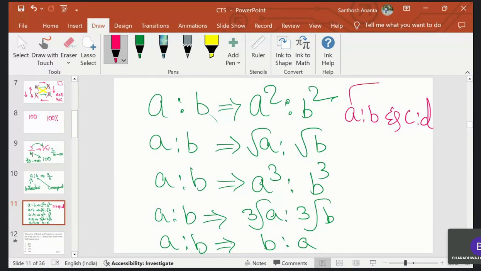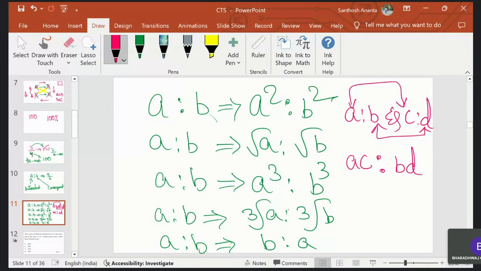Compounded ratio means you need to multiply all the antecedents. If you multiply all the antecedents, you'll get an overall antecedent, and next you need to multiply all the consequents. If you multiply all the consequents, you'll get the overall consequent. Clear? These are the types of ratios.